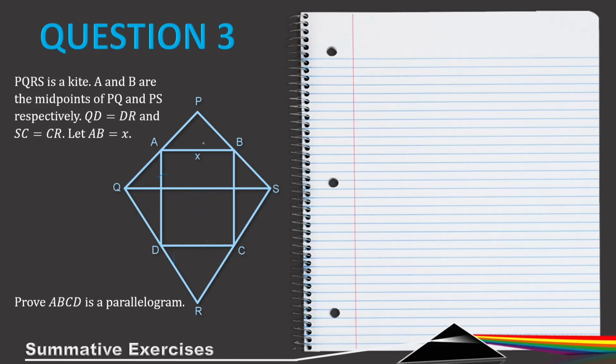Also, we know that AB is half of QS and DC is half of QS. So we can also say that they are equal to each other because both of them are half of QS. So we're obviously going to go with the third reason by proving one pair of sides both equal and parallel. Now the other thing, they give us X. They don't have to put X there. We can do the whole proof without X, but this is actually going to make our life a bit easier because we can use that in our notation.